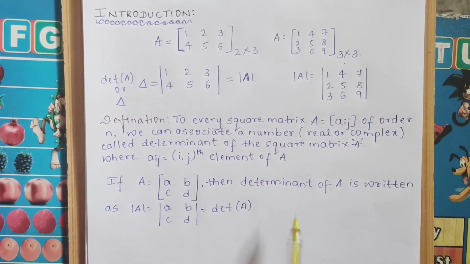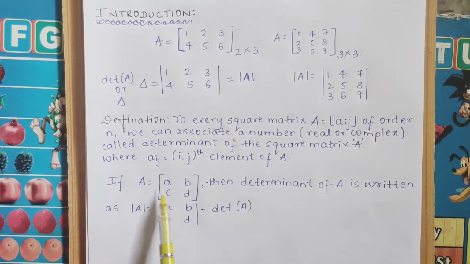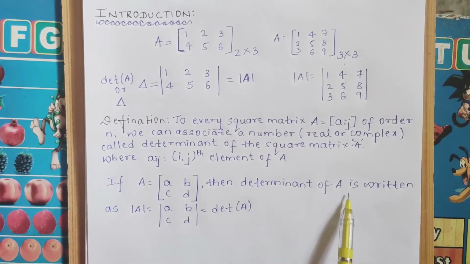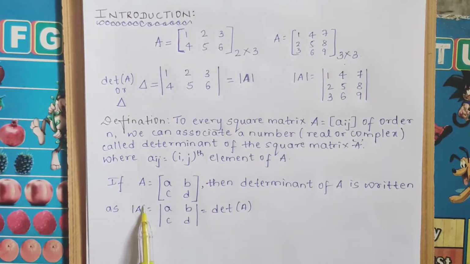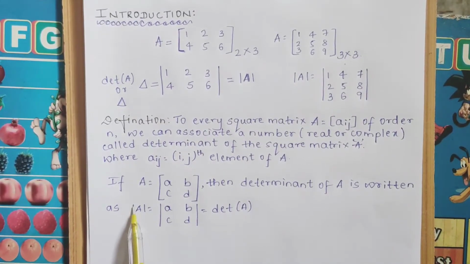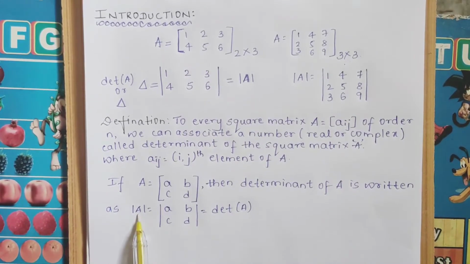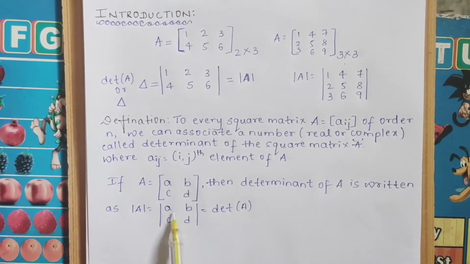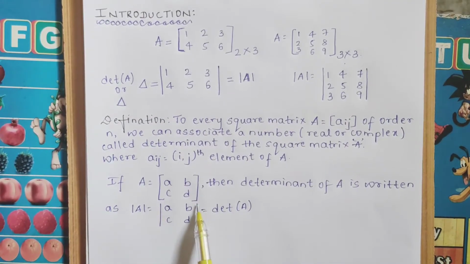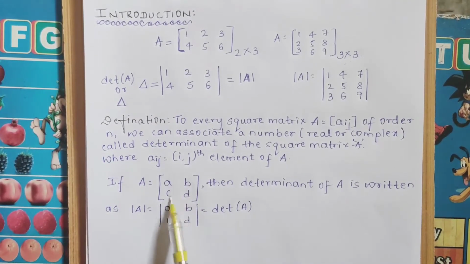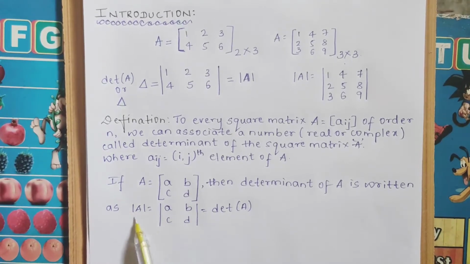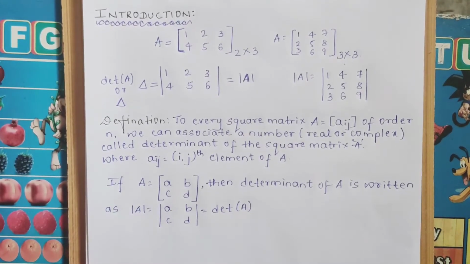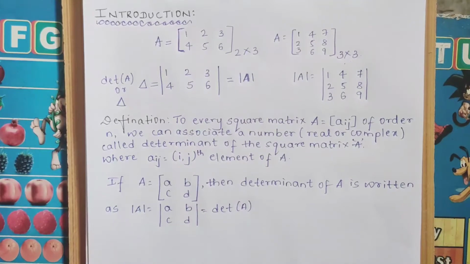Suppose it is given in a sentence, if A is equal to ABCD, then how is the determinant of A written? Determinant means 2 straight lines around A, capital. It should be capital only, is equal to ABCD between straight lines. Either you can write this or you can write determinant A. I hope this is clear.